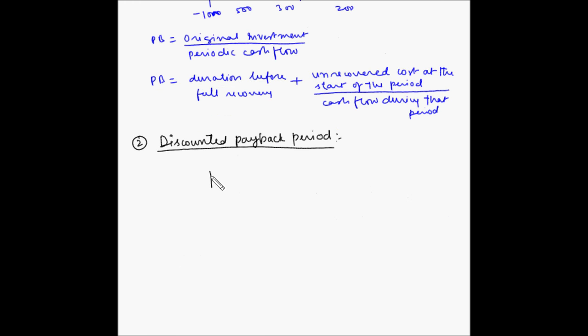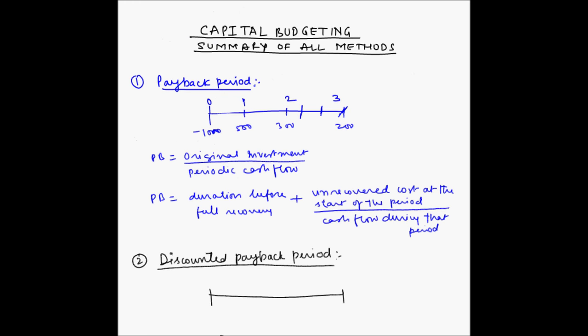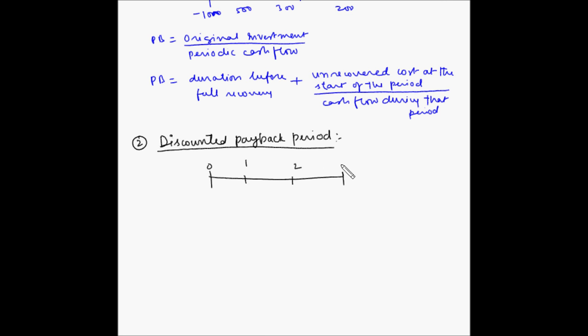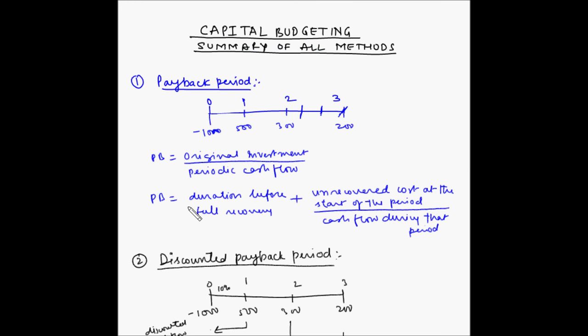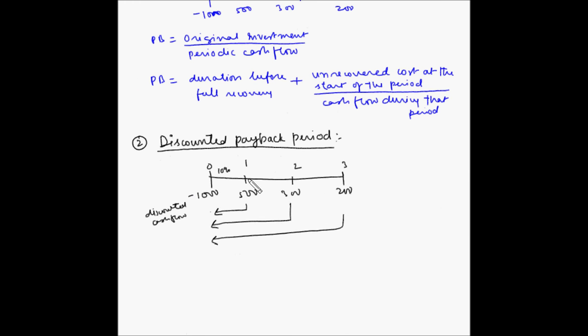So basically, if you take the same cash flow or the same project as above, 0, 1, 2, 3, minus 1000, 500, 300, 200. So in the discounted payback period method, we'll first find the discounted cash flow. So let's say the cost of capital is 10%. So here we'll find out what will be the value of this 500 rupees when discounted at 10%. What will be the value of this 300 rupees? And what will be the value of this 200 rupees? And then we'll use the same formula for the regular payback to find the payback period.